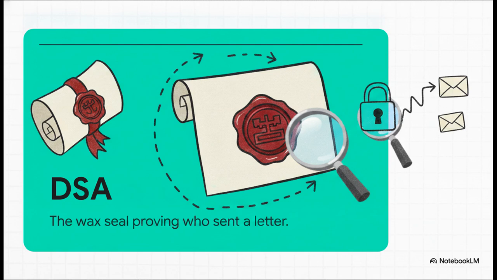Actually, scratch the technical definition for a second. Think of DSA like an old-school, unforgeable wax seal on a royal letter. It doesn't hide the contents of the letter at all. Instead, it mathematically proves the sender's identity and guarantees that the message hasn't been tampered with along the way.